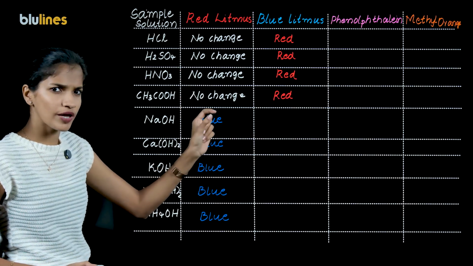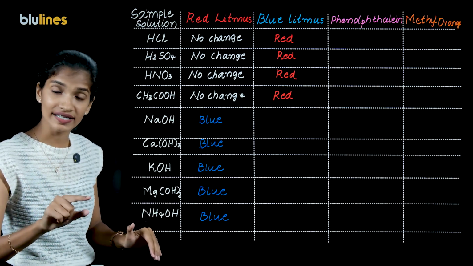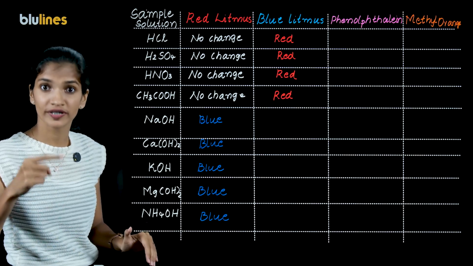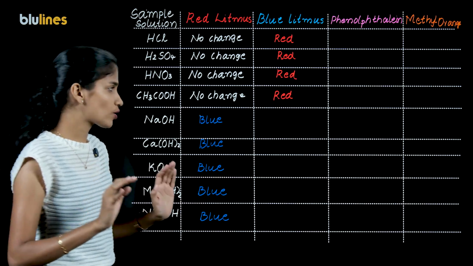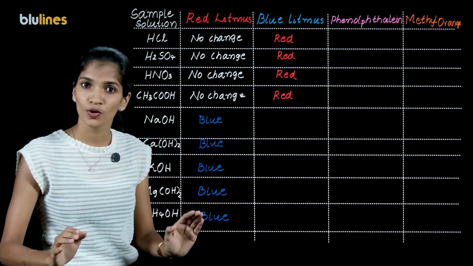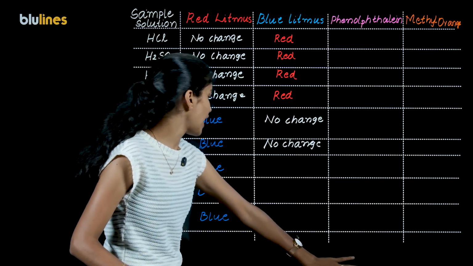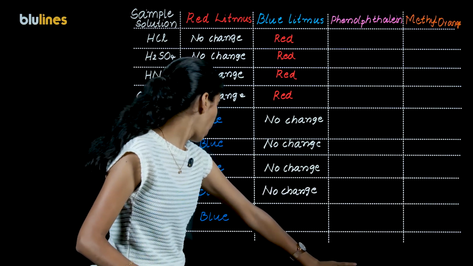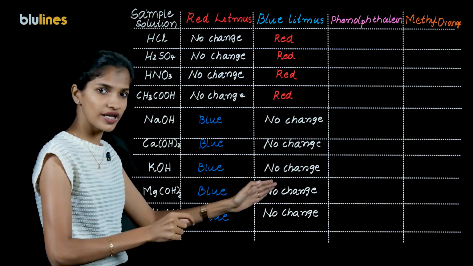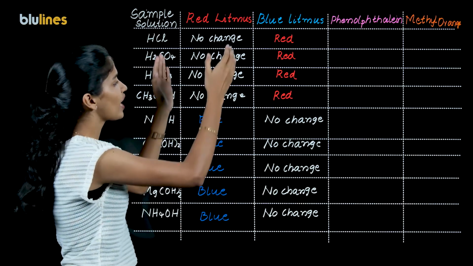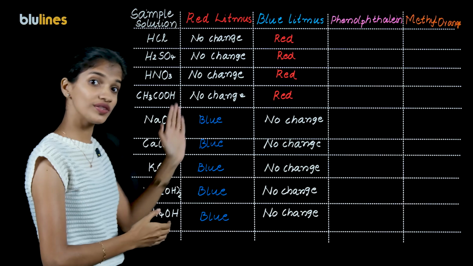Now, when blue litmus paper is dipped in a basic solution, there is no change going to happen. Only red litmus paper dipped in a basic solution will turn to blue. Whatever the base, there will be no change to the color of the blue litmus paper. Whether it is sodium hydroxide or calcium hydroxide or potassium hydroxide or magnesium hydroxide or ammonium hydroxide, when a blue litmus paper is dipped in a base, no change is going to happen. So, we have completed the natural indicators part. We have tested various acids and bases with natural indicators.